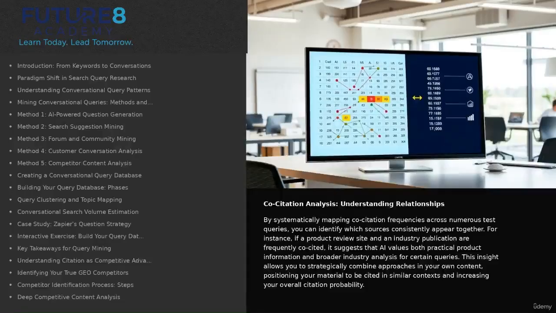By systematically mapping co-citation frequencies across numerous test queries, you can identify which sources consistently appear together. For instance, if a product review site and an industry publication are frequently co-cited, it suggests that AI values both practical product information and broader industry analysis for certain queries. This insight allows you to strategically combine approaches in your own content, positioning your material to be cited in similar contexts and increasing your overall citation probability.